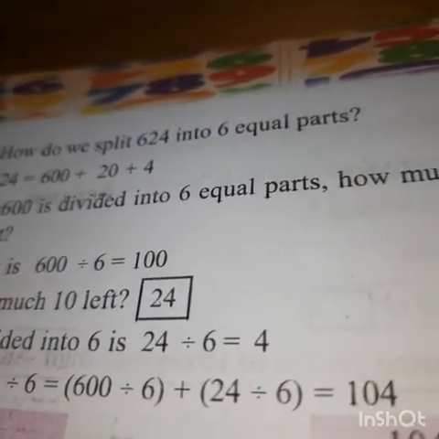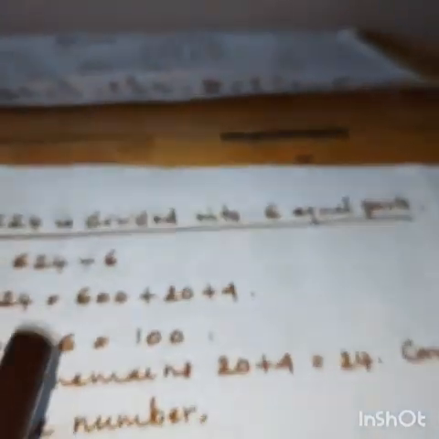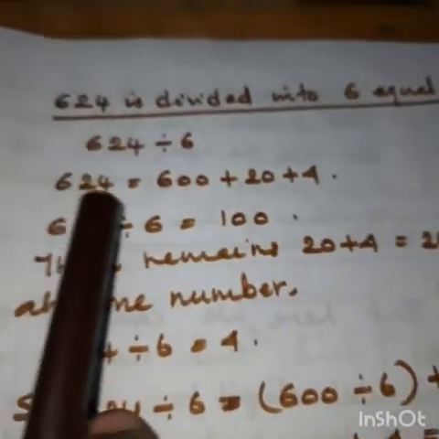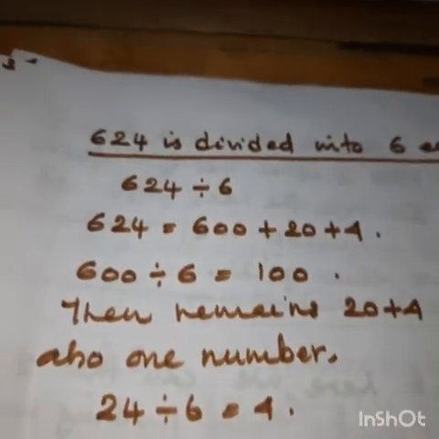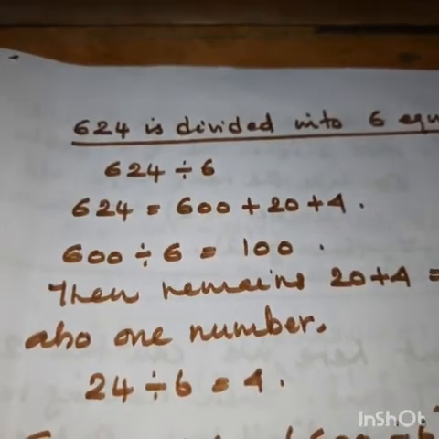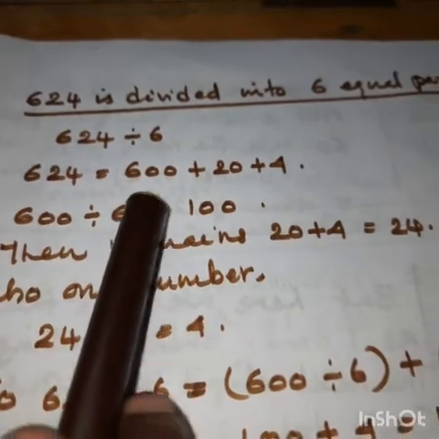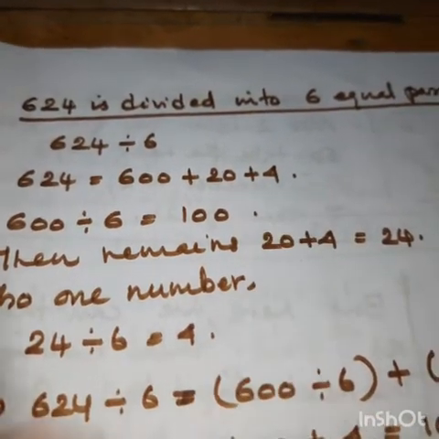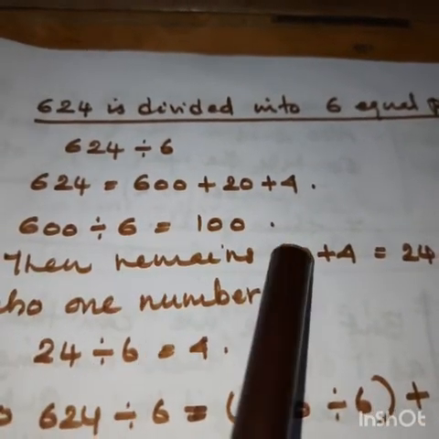The next is, how do we split 624 into 6 equal parts? 624 is divided into 6 equal parts. That is, for dividing into 6 equal parts, divide 624 by 6. 624 is equal to 600 plus 20 plus 4. Split as 600 plus 20 plus 4. 600 divided by 6 is equal to 100.